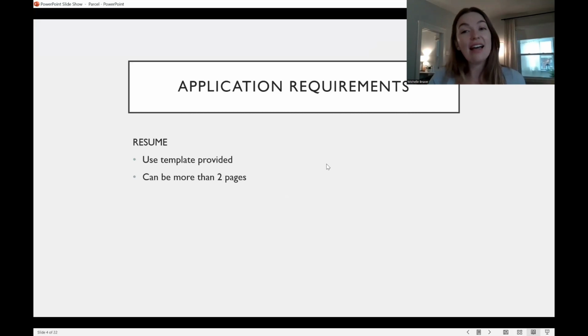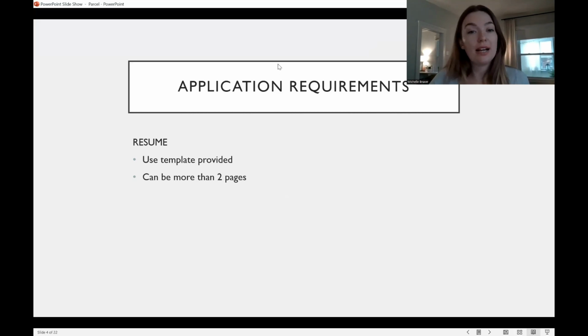Okay, in addition to that, they are going to want your resume. They do provide a resume template, so make sure that you go to the website and download the specific template that they want you to use. This makes it easier for them to skim through and view things in a very organized way.